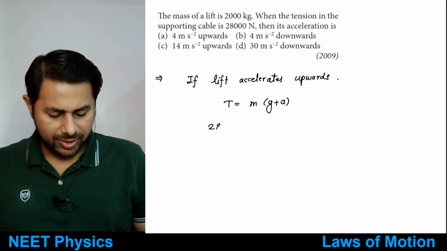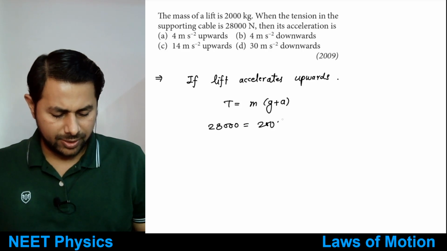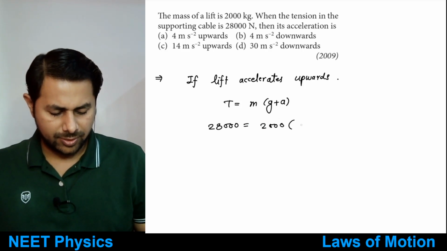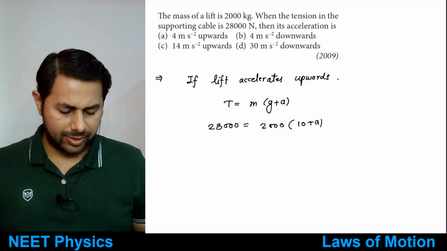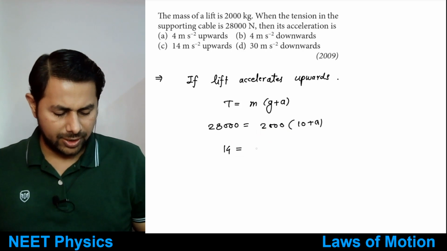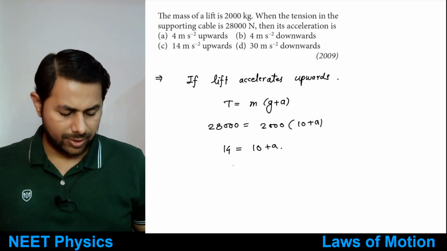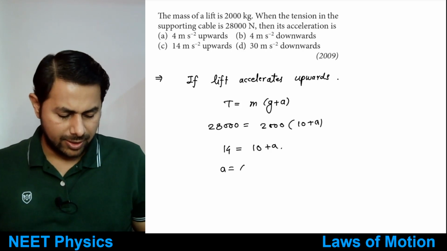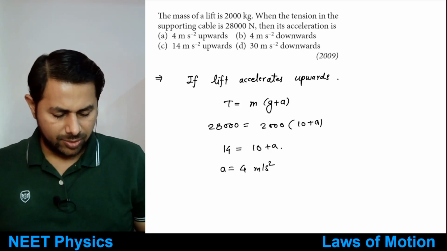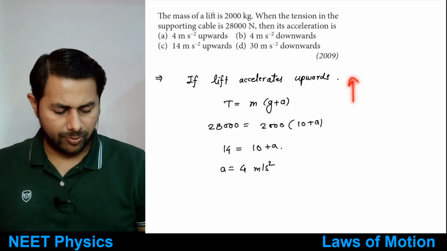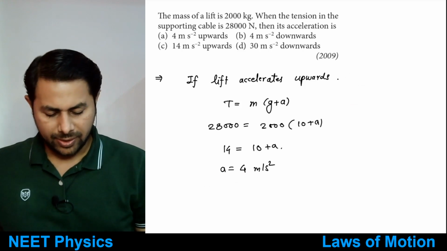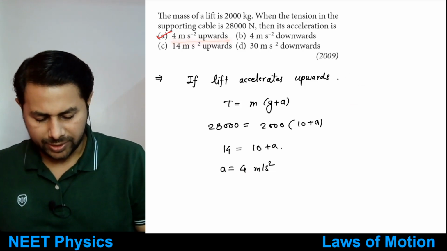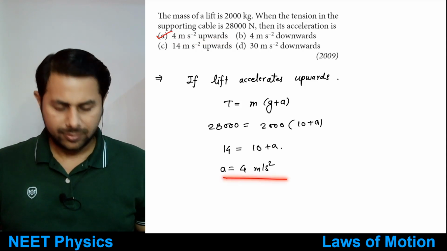So T is 28,000. Okay, just calculate the acceleration. How much is mass? 2000. Okay, G is 10, 10 plus A. So just move that 2000 on other side. 28,000 divided by 2000 is 14. So 14 is equal to 10 plus A. Okay, that means A is equal to 14 minus 10. So 4 meters per second square. So the formula you wrote is for upwards acceleration and it comes out to be positive. That means acceleration is upwards. Okay, so 4 meters per second square upwards, right? So this is the answer.